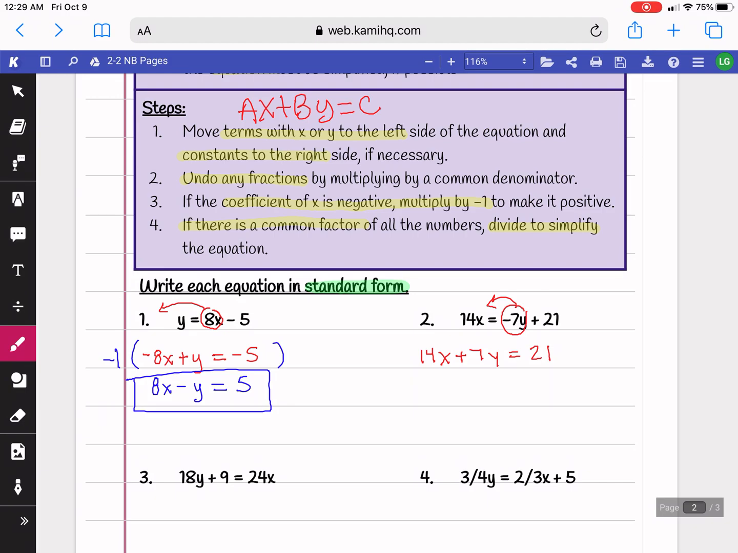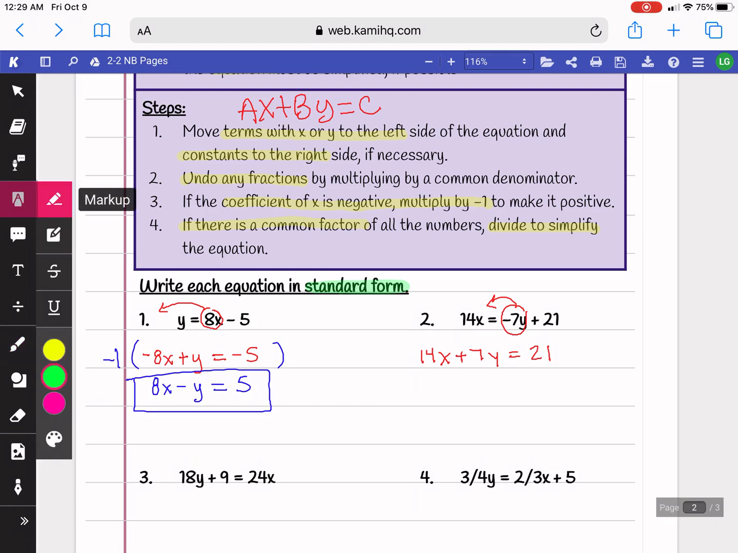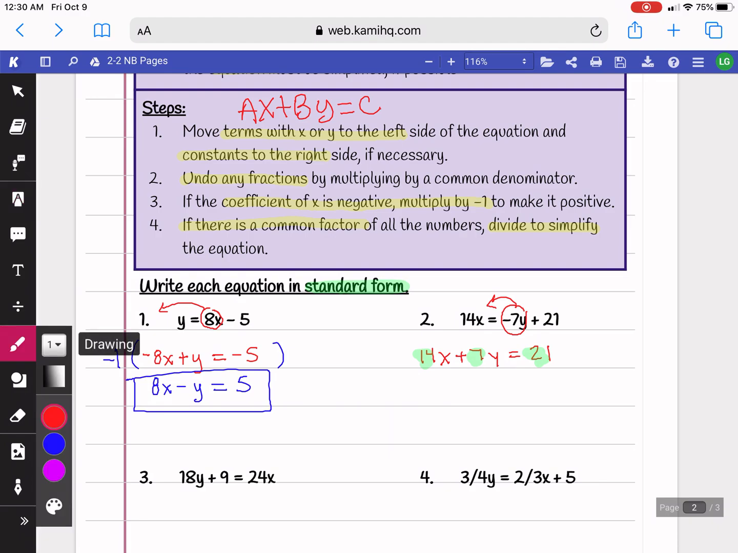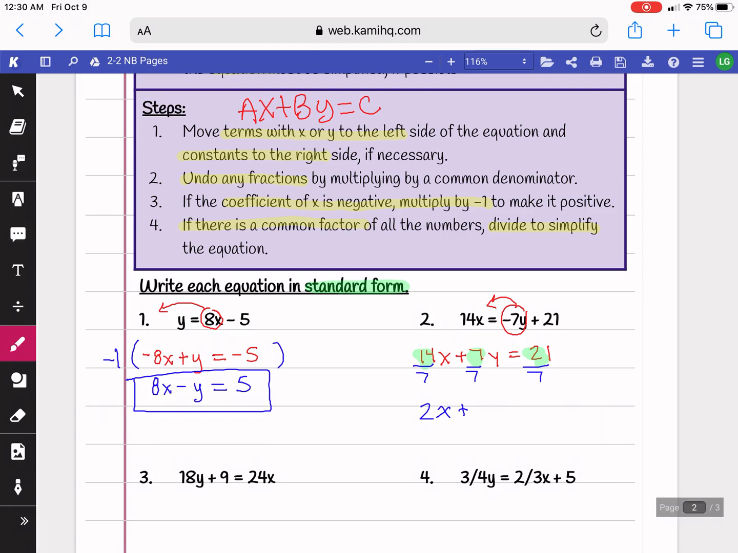There's no fractions. Here I check my number in front of x. It's positive, so that's okay. The only thing now to check is if there's a common factor. So if you look at your numbers, 14, 7, and 21, all those numbers can be divided by 7. So since all these numbers can be divided by 7, I'm going to divide everything by 7 to simplify or make my equation smaller. So I end up getting 2x plus 1y, or just y, equals 3. So this is the correct way for writing standard form. If you can simplify, make sure to do so.